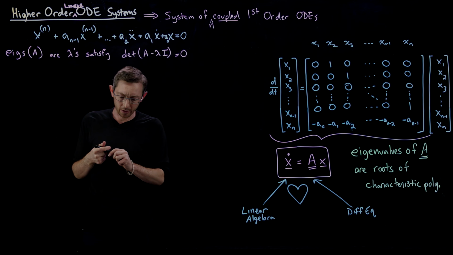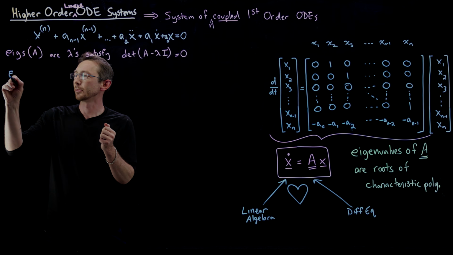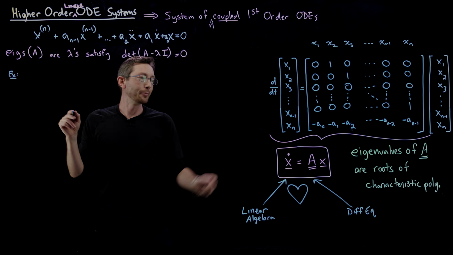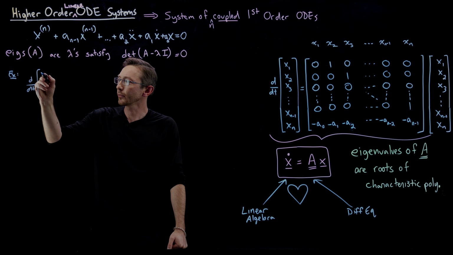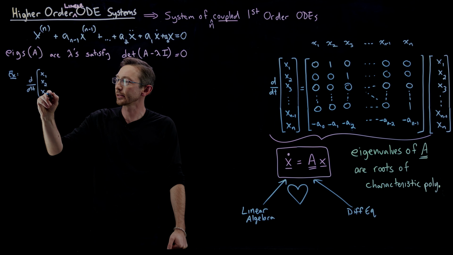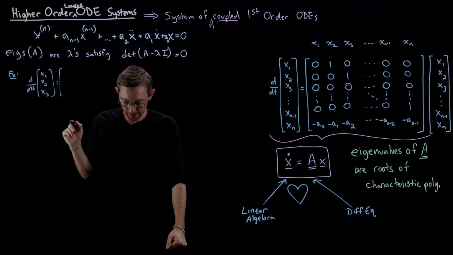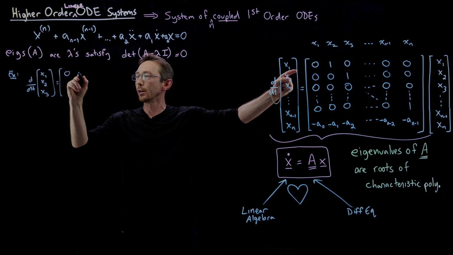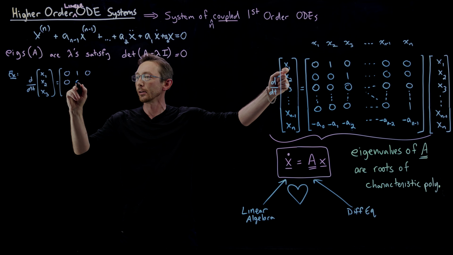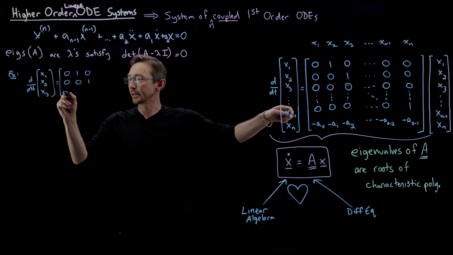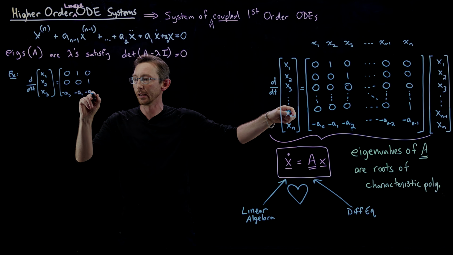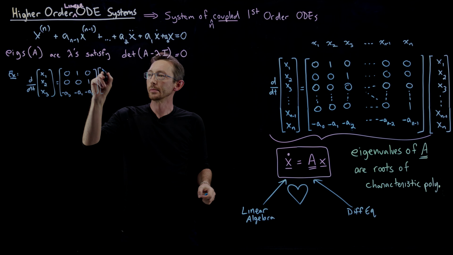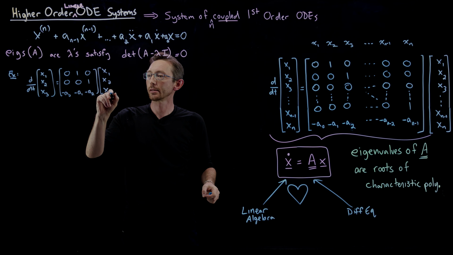And I'm just going to show you on an example. I'm just going to do this up to third order. So I'm going to say I have d/dt of x1, x2, x3, and we know that this is going to be the matrix 0, 1, 0, 0, 0, 1, and then minus a0, minus a1, minus a2, times x1, x2, and x3.